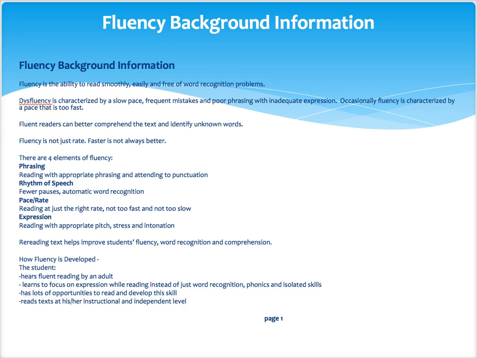How fluency is developed. Fluency is developed when the student hears fluent reading by an adult, when the student starts to learn to focus on expression while reading instead of just word recognition, phonics, and isolated skills. Fluency is developed when students have lots of opportunities to read and develop this skill. And finally, fluency is developed when students are reading text at his or her instructional and independent level.